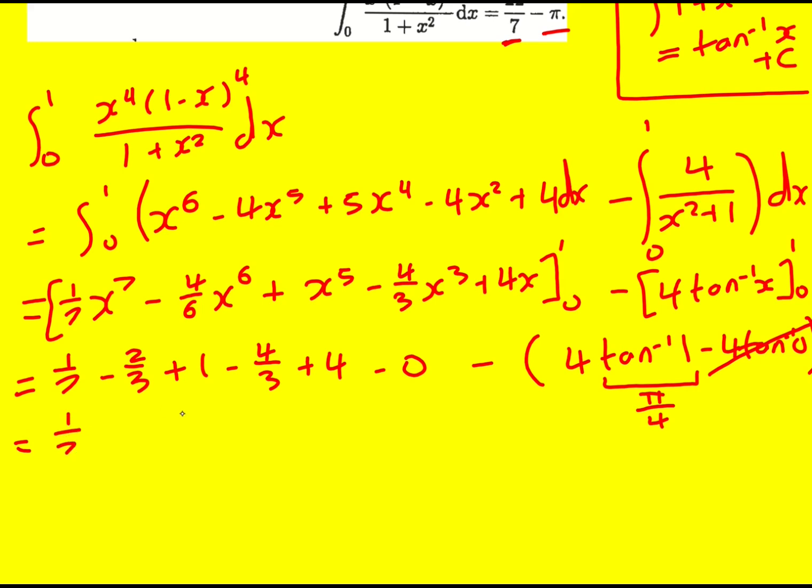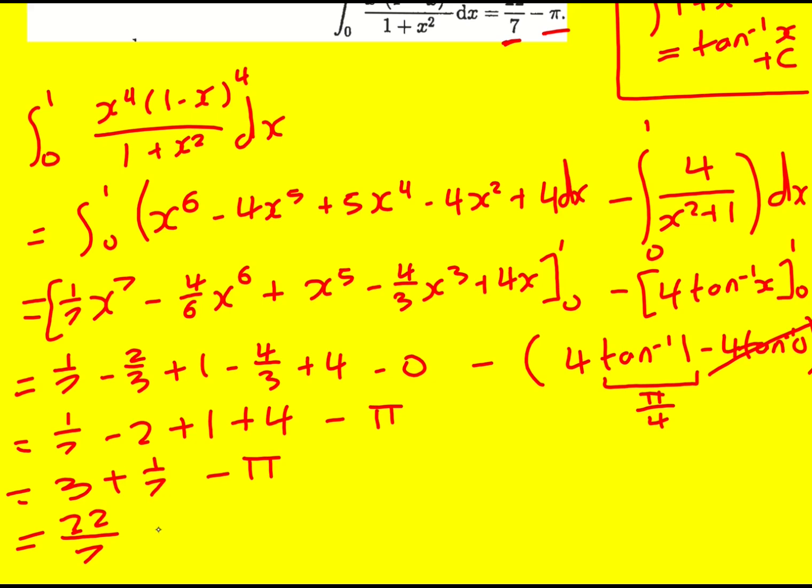So over here I get 1/7. Minus 2/3 minus 4/3 is minus 6 over 3, or minus 2. It's 4 times pi over 4, so that's where my pi comes from. And then I'll have 3, and 3 plus 1 over 7 minus pi, which is precisely 21 over 7, so 22 over 7 overall minus pi. And there we have it.